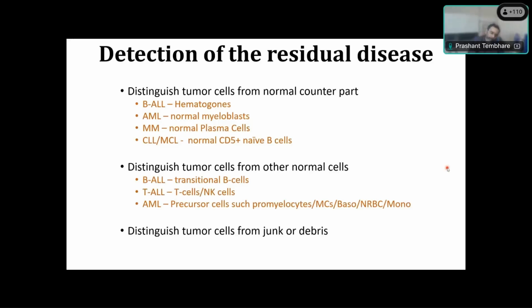And then, of course, I mentioned the junk and debris, because when we take samples, there will be some cells which will be degenerating and which will also interfere with your analysis. So you have to differentiate them also. So basically, when we analyze the MRD, we follow these three principles, and based on these principles, our analysis approach is developed.